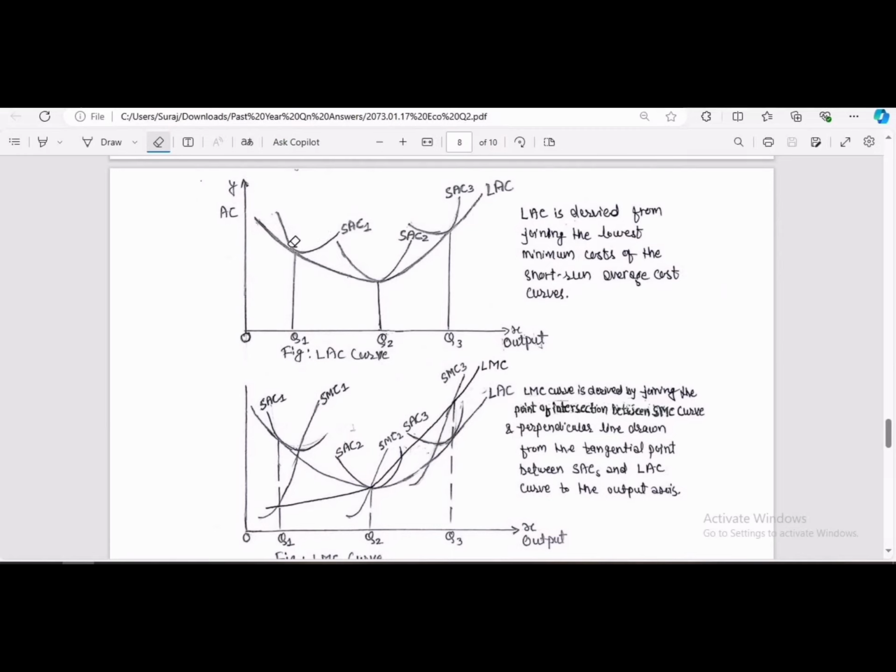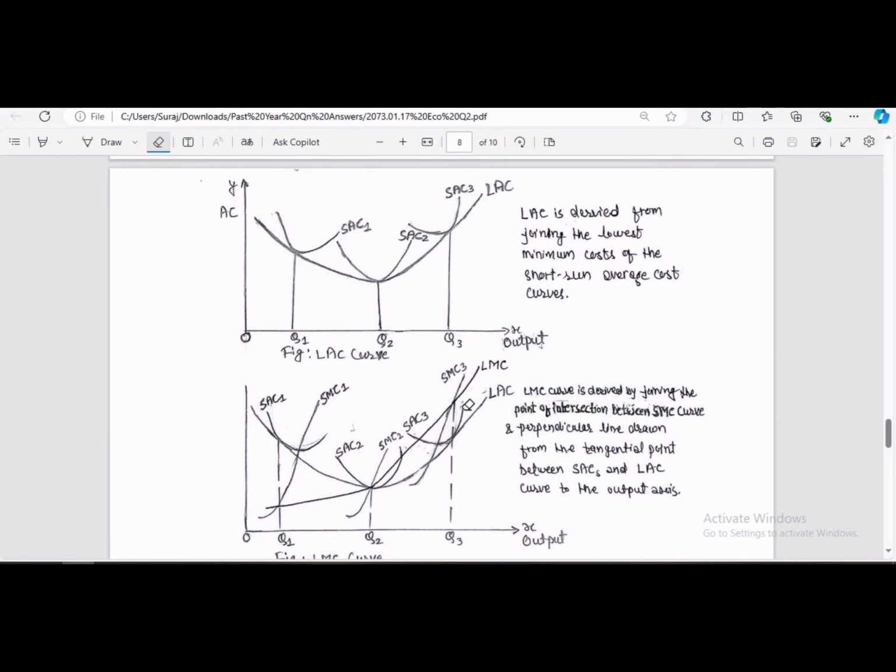Now moving forward to another cost curve, that is long run average cost. Here also we have plotted 3 short run curves, but here we need to mention short run average cost curve 1, short run average cost curve 2, and short run average cost curve 3. Now we are going to join the minimum point of these short run average cost curves, and by joining these all we will get the long run average cost curve.